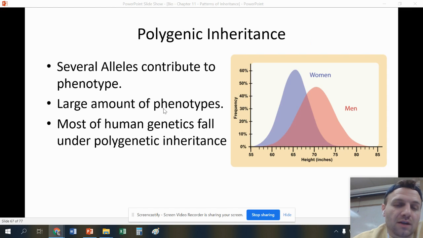And there's a large amount of phenotypes that you can see here. Human height is an example of polygenic inheritance. This is where several genes are going to contribute to the height of a person. And there's a large distribution. So we have people that are really, really tall, really, really short, and right in the middle. These curves are called bell curves. And we can see that the men here on average are a little bit taller than the females, but there still is a large distribution of human height.